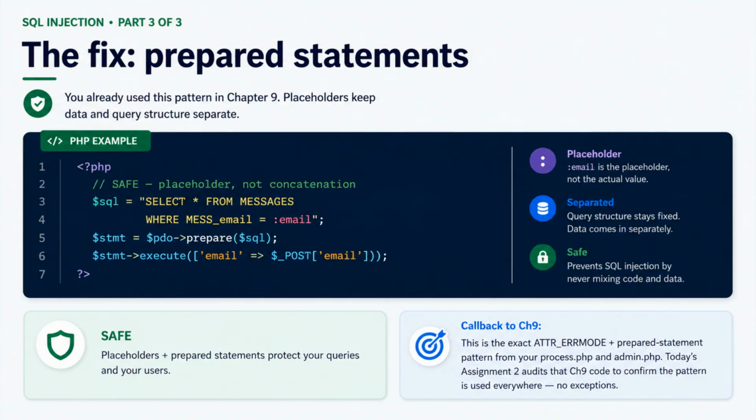Explain the two distinct steps. Prepare sends PDO the query's structure, its shape, keywords, table and column names, with a named placeholder standing in for where a value will go. The database parses and locks in that structure before it ever sees the actual submitted value. Execute then sends the value separately, tagged as data rather than SQL to interpret.